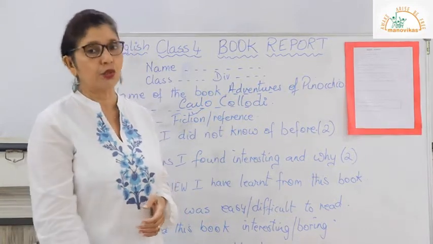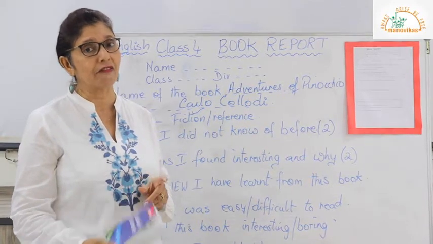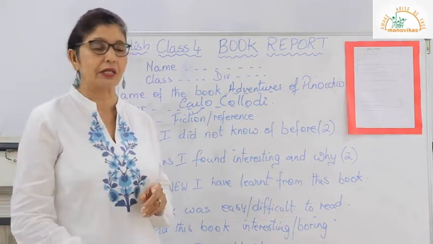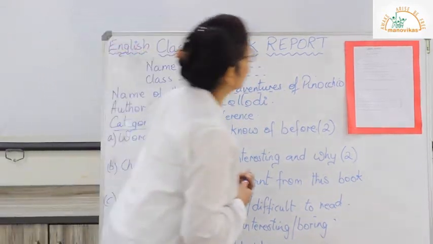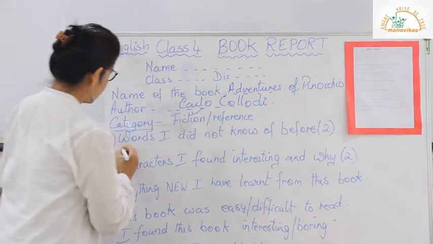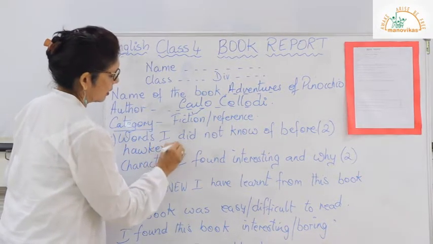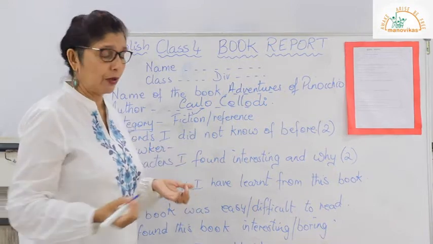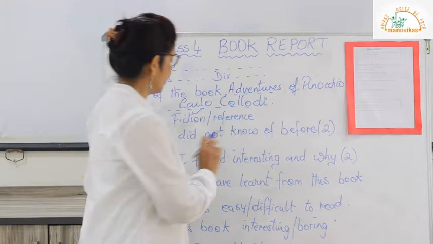Underline them, then you take up your dictionary and look for the word in the dictionary and find the meaning of it. After you find the meaning, you write the word. Like suppose I found the word hawker. This is a word that I've never heard before. So I look it up in the dictionary, I look up the meaning, and then I write the meaning.